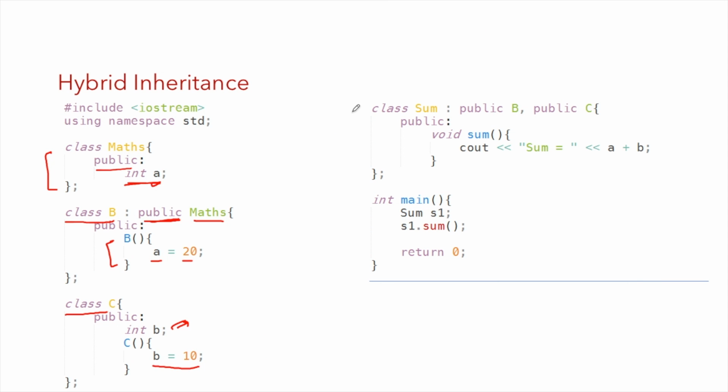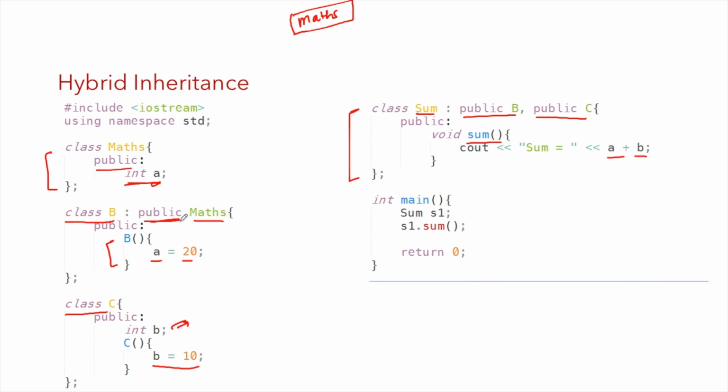And after that we have one more class sum, which is inheriting two different classes B and C with visibility mode public, and it has one function called sum, which is going to display the value of A and B. Now let us try to understand this via one diagram, because we are talking about four classes over here. So initially we had our class maths, which is your base class.